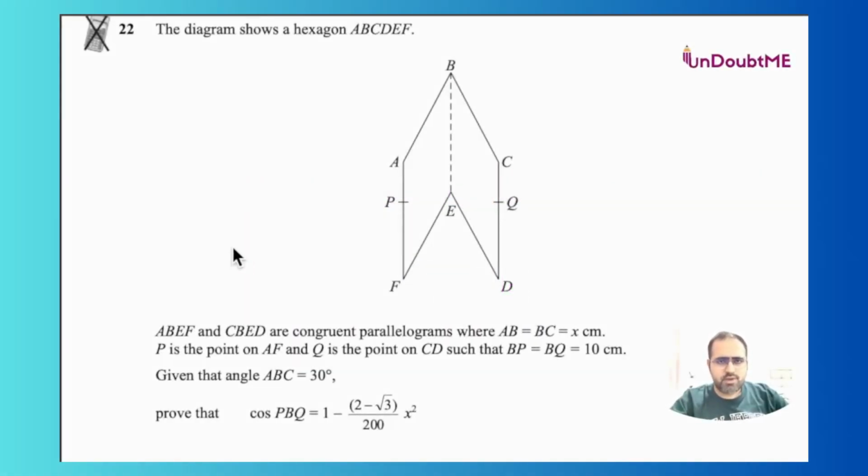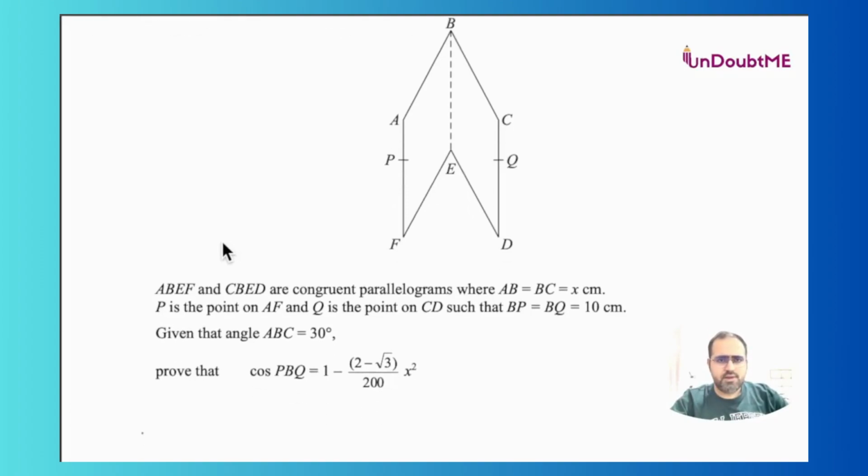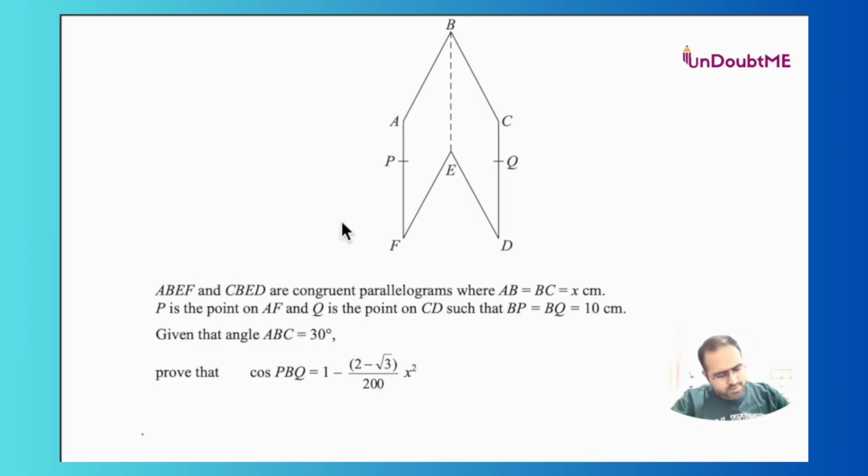The diagram shows hexagon ABCDEF. AB, EF and CB, ED are congruent parallelograms where AB is equal to BC is equal to X. P is a point on AF.